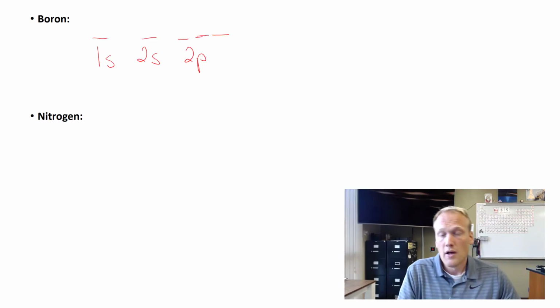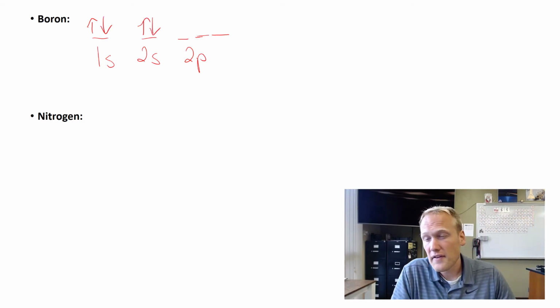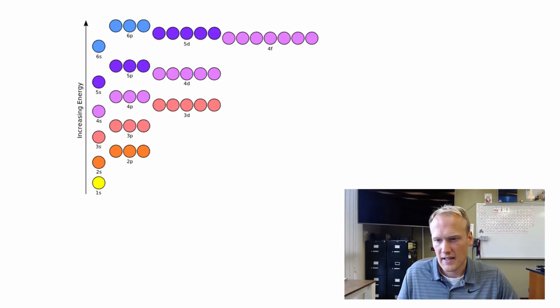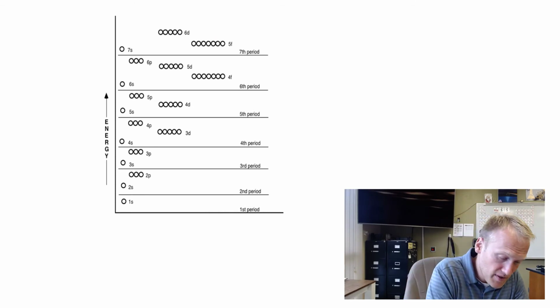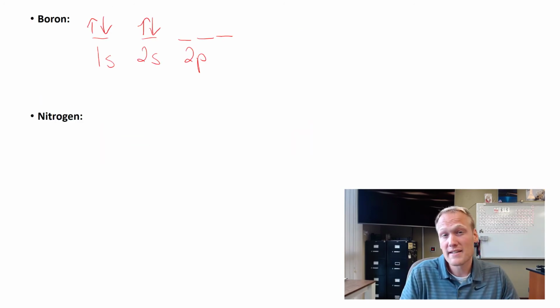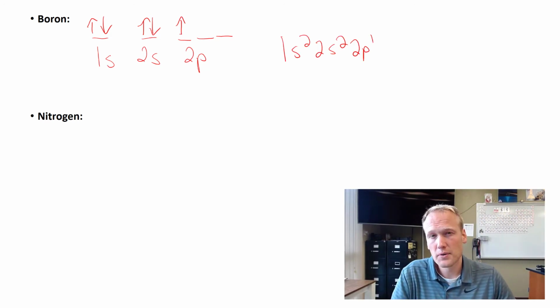Boron has 5 electrons. So the first two go in 1s, the second two go in 2s, and the fifth electron goes in 2p. Notice that I've put 3 rooms in 2p, or 3 orbitals. That's because p sublevels hold 3 orbitals. If we look back at our sheet, you can see that a p sublevel has 3 orbitals. That's why we put 3 rooms or 3 dashed lines above 2p. So let's go ahead and place that last electron. The shorthand way to write this, 1s2, 2s2, 2p1, because it has one electron in 2p.